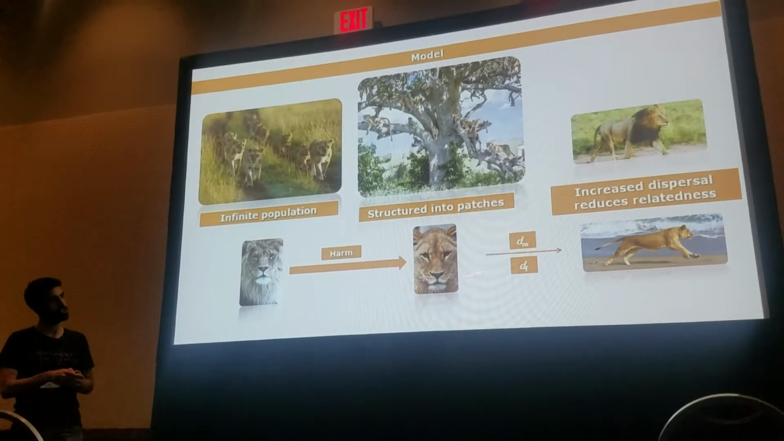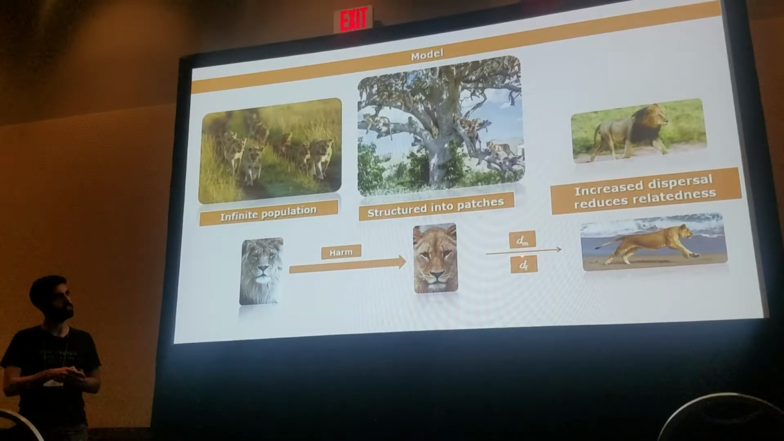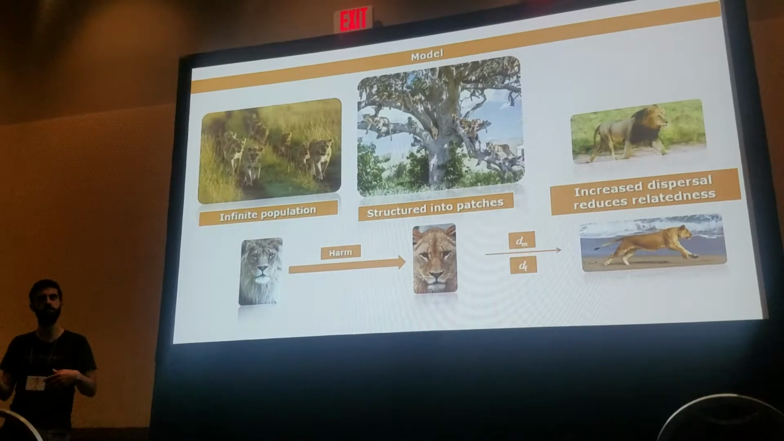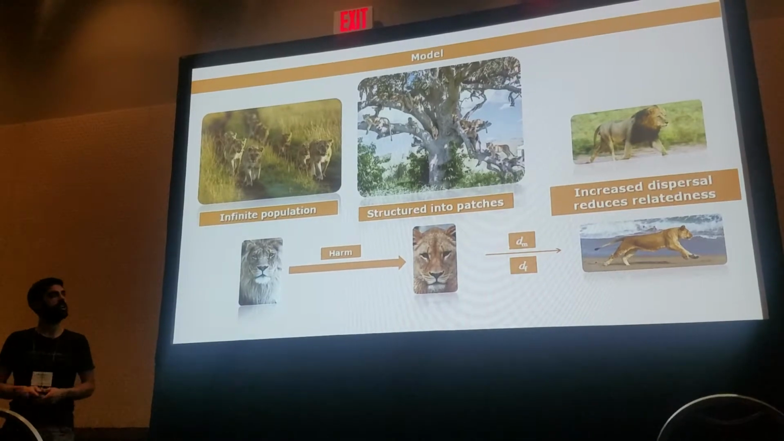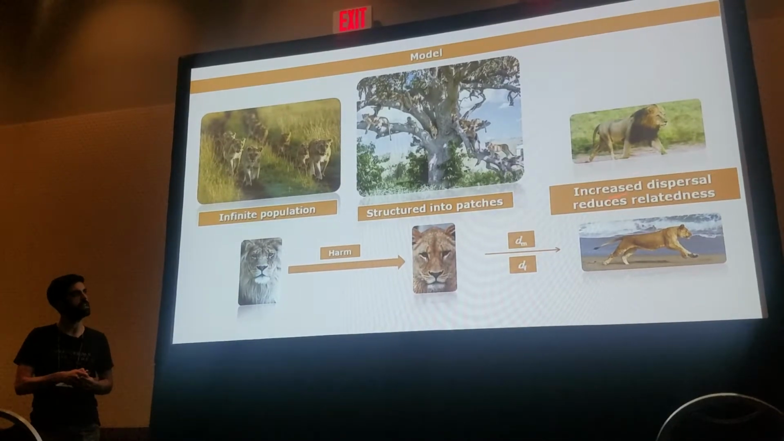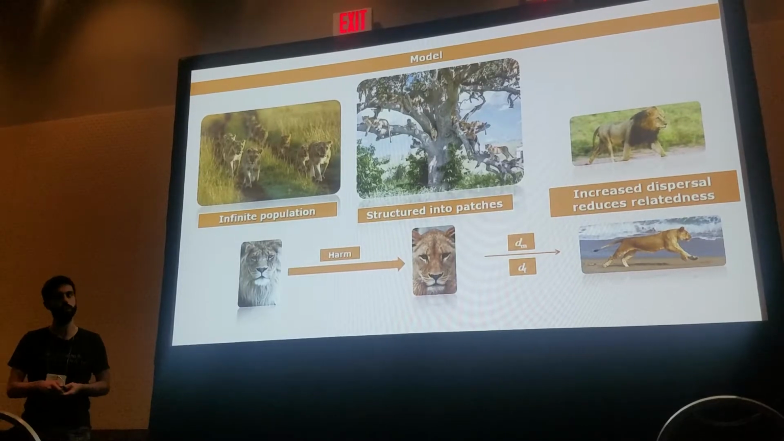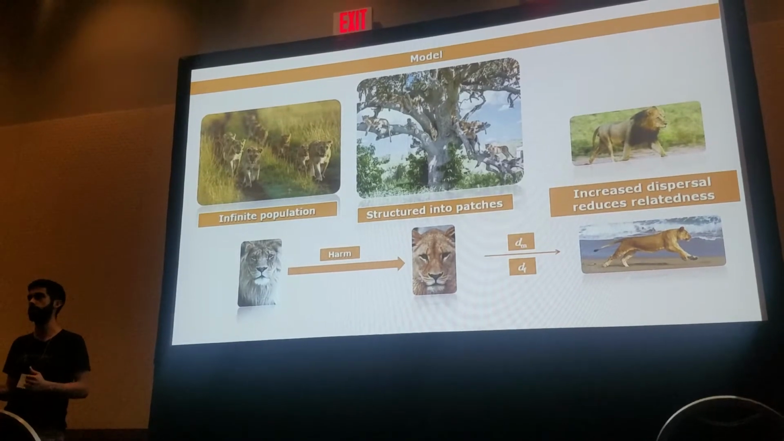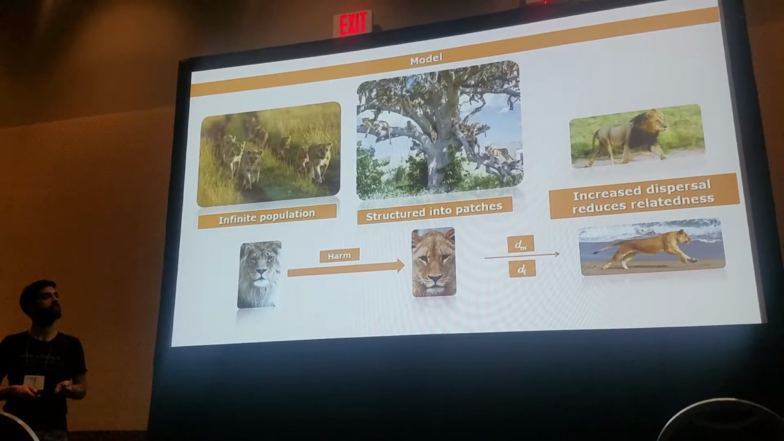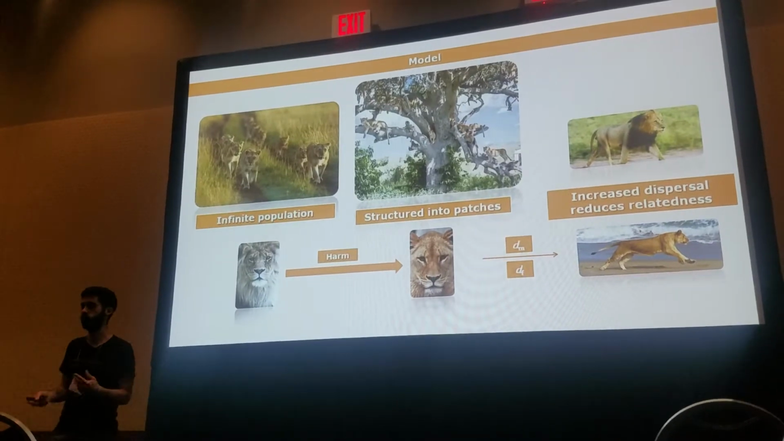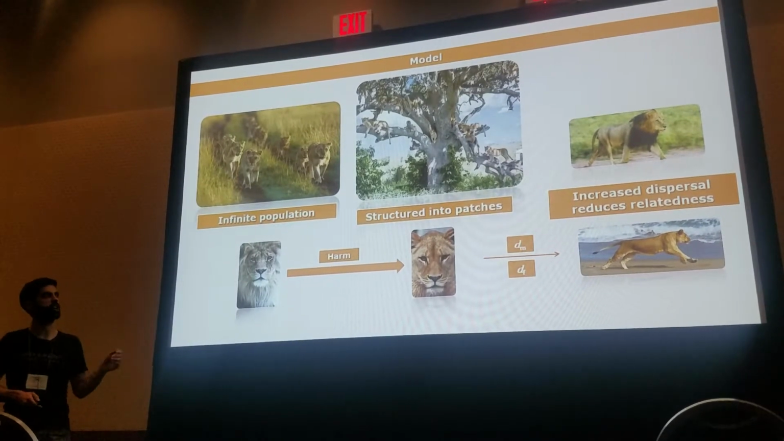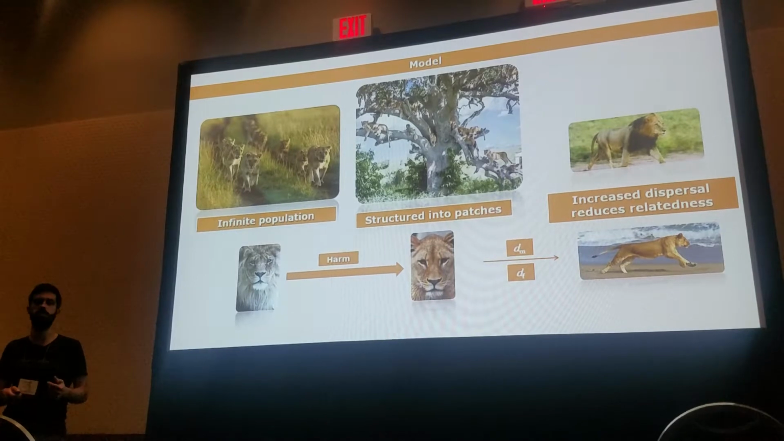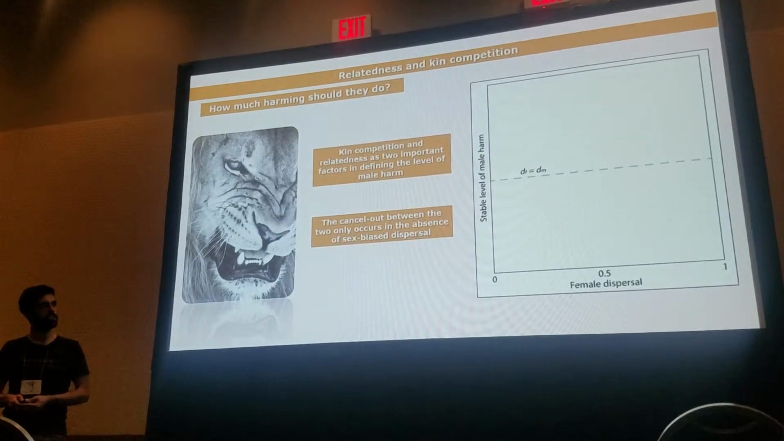After this interaction, a new offspring is born, and males and females can disperse to different patches at different rates. The important detail here is that by dispersing, individuals will only interact with individuals that are unrelated to them. So then some juveniles die, others reach adulthood, and this starts the life cycle of the model again. So these are the results of the model.